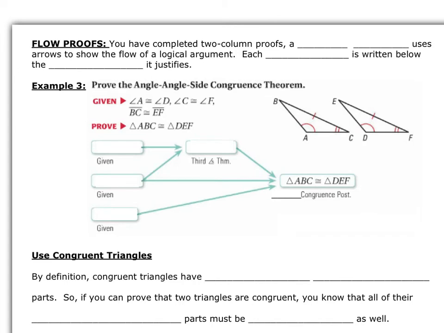Now, a little bit of different proofs. Again, we're not going to spend a ton of time on these, but I just want you to be exposed to them. You have completed 2-column proofs. A 2-column proof uses arrows to show, this should say a flow proof. So we've done 2-column proofs. Now we're going to look at a flow proof.